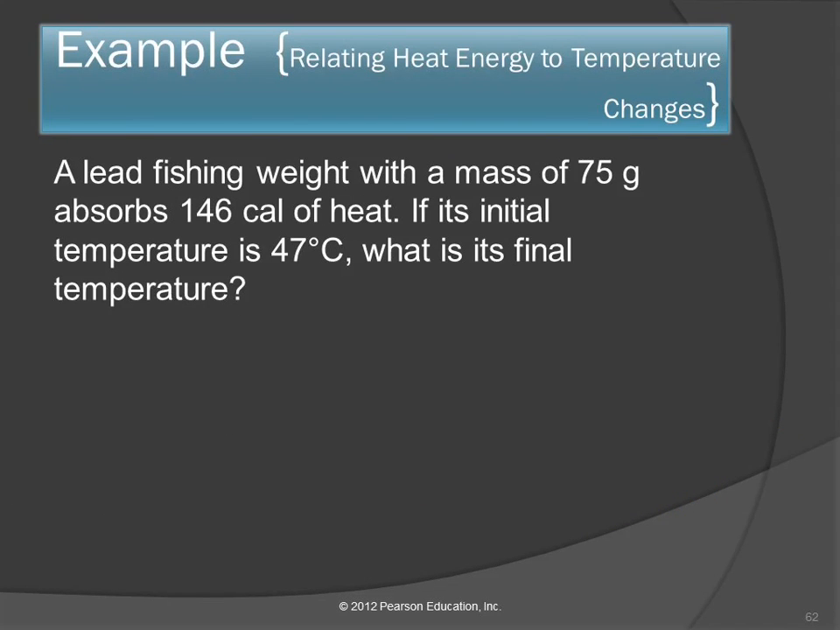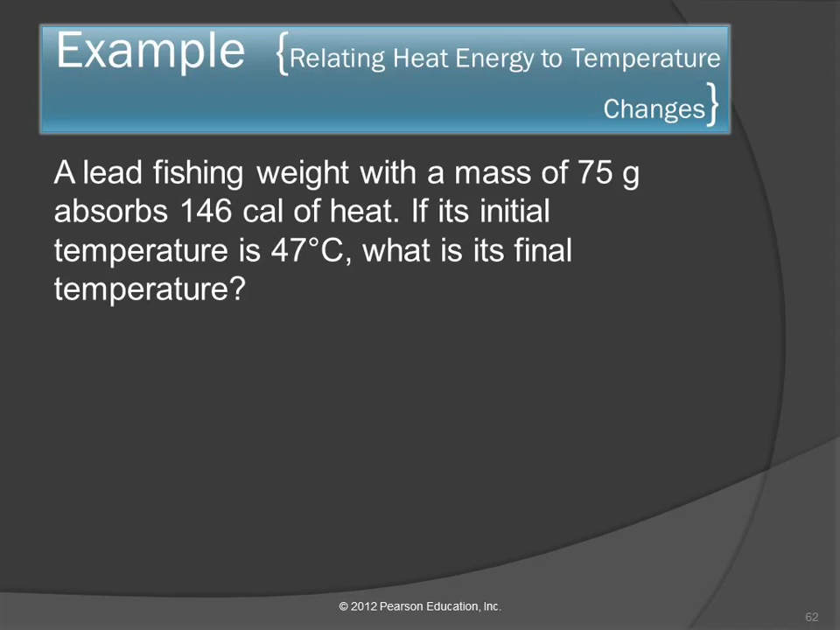This one is not so straightforward. A lead fishing weight with a mass of 75 grams absorbs 146 calories of heat. If its initial temperature is 47 degrees Celsius, what is its final temperature? So we need to recognize, which should be easy because this is what we're talking about, that this is a problem that's going to require us to use that equation. Q equals MC delta T.